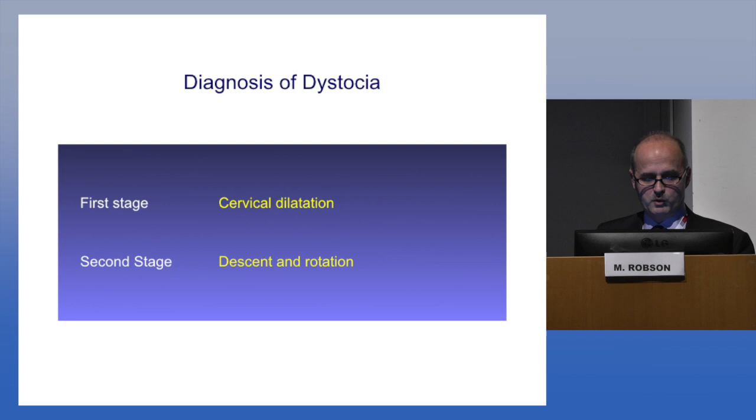In the first stage, we measure dystocia ultimately in cervical dilatation. In the second stage, it's descent and rotation. And I think that's very important to remember. Some people would argue they use descent in the first stage too, but as far as I know, very few people actually react to that in terms of a treatment.